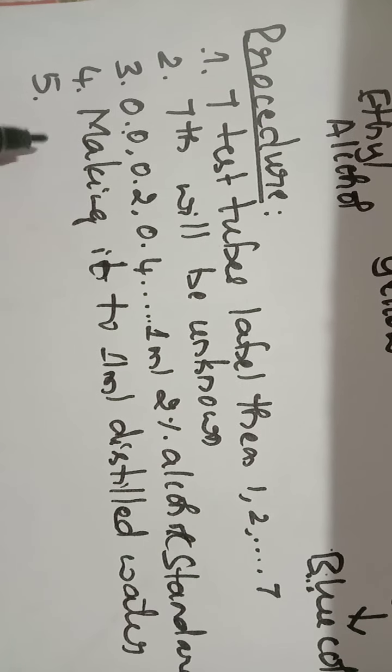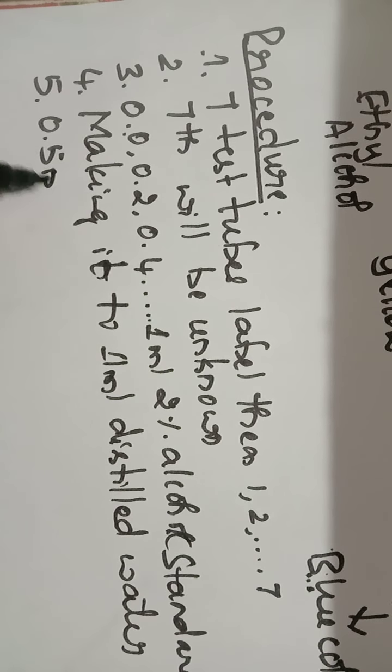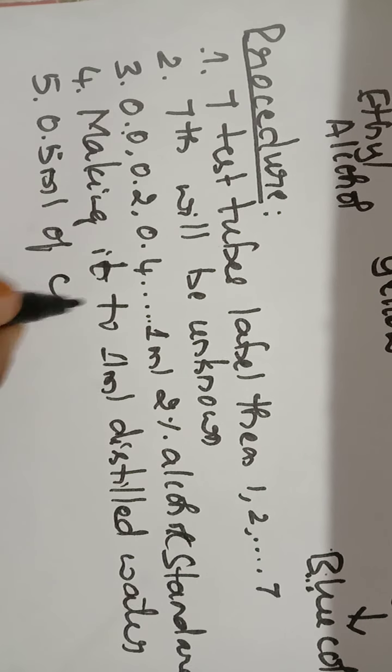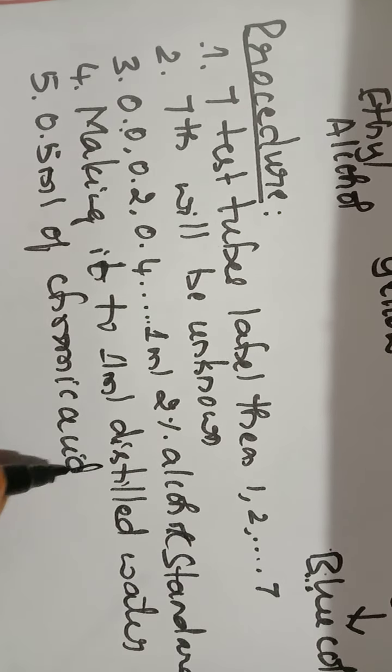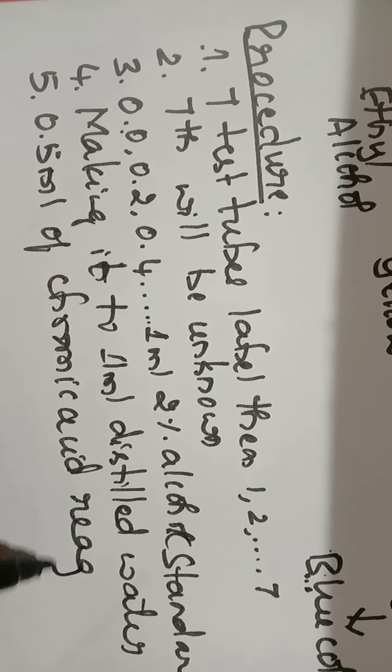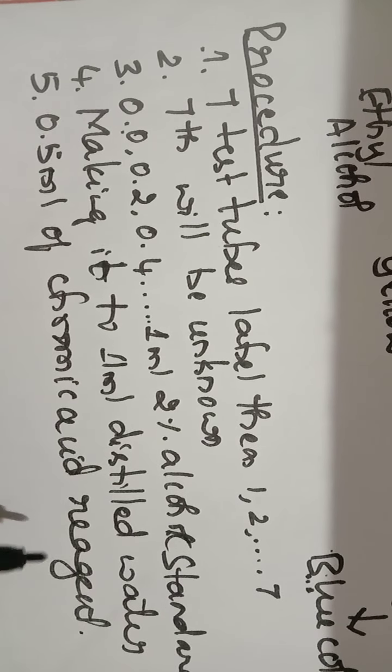Then we have to add 0.5 ml of chromic acid reagent. So how is this reagent prepared? This reagent is prepared by adding either potassium chromate or sodium chromate in sulfuric acid. Then we will make the chromic acid reagent.